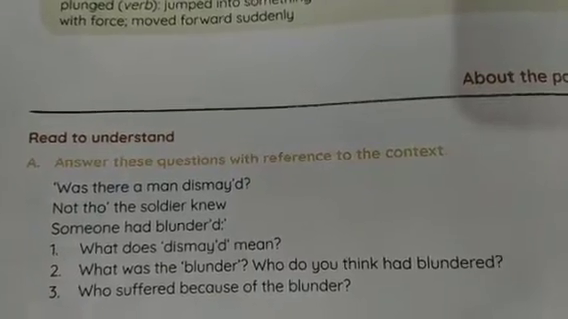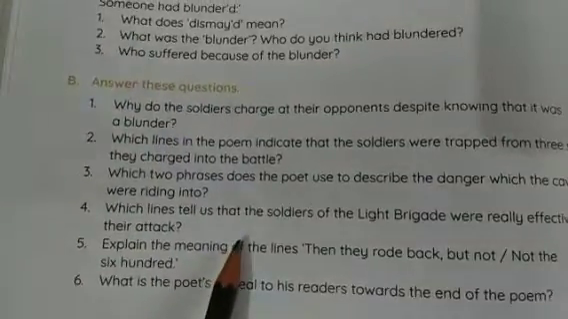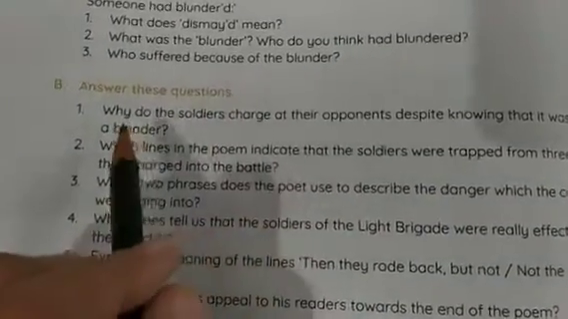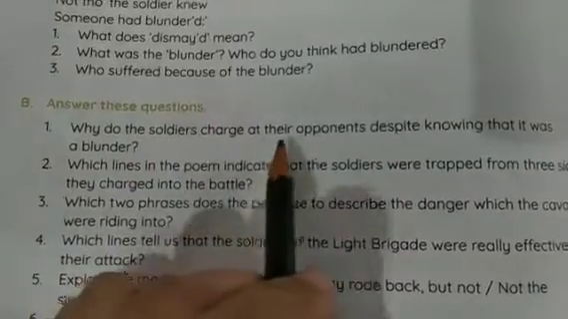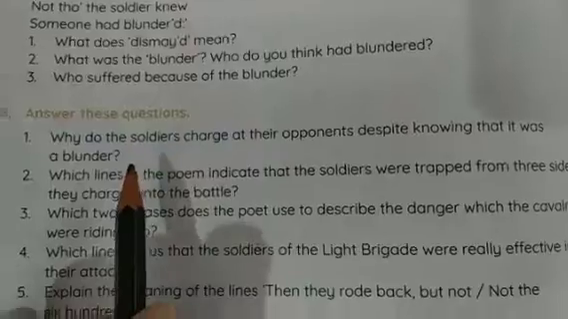Now we know who suffered because of the blunder. The soldiers, of course. The British soldiers suffered because of the blunder. Now let us see question number B, under which we have 6 questions here. First one, why do the soldiers charge at their opponents despite knowing that it was a blunder?